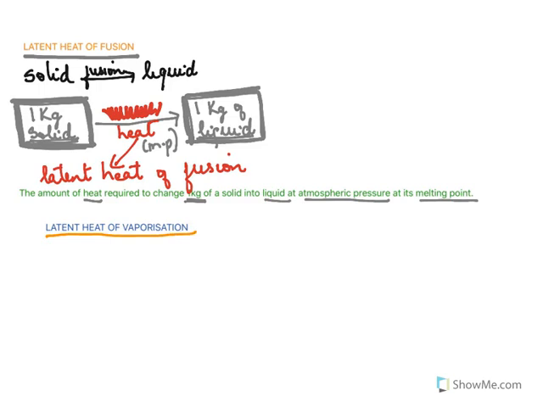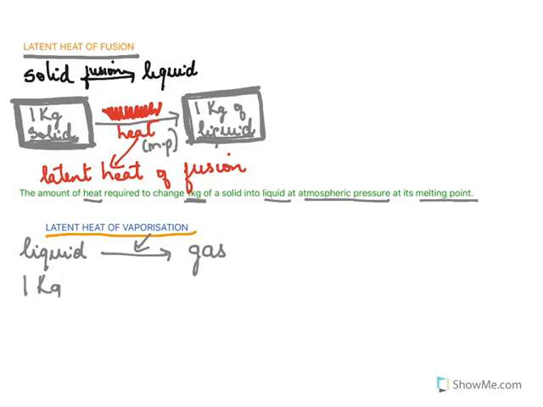Now, vaporization is changing a liquid into a gas. This process is called vaporization. Now, for this process to take place, you require heat. Fine. So we have now a liquid.